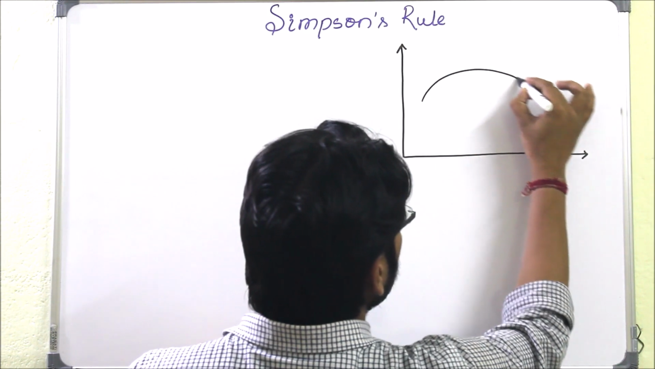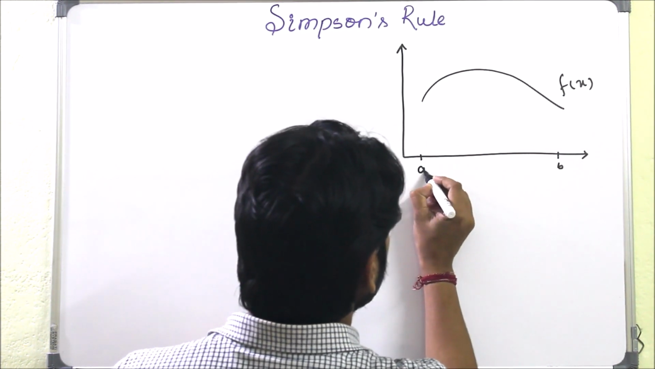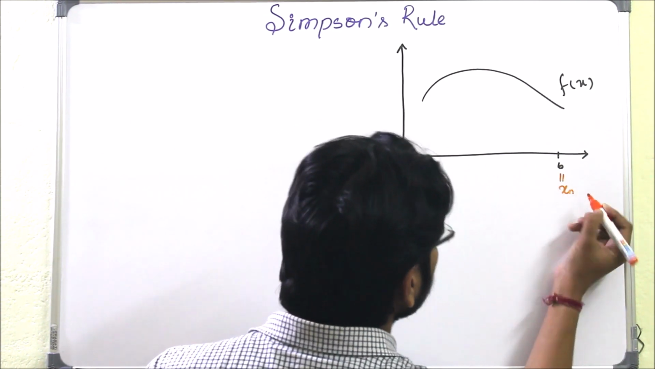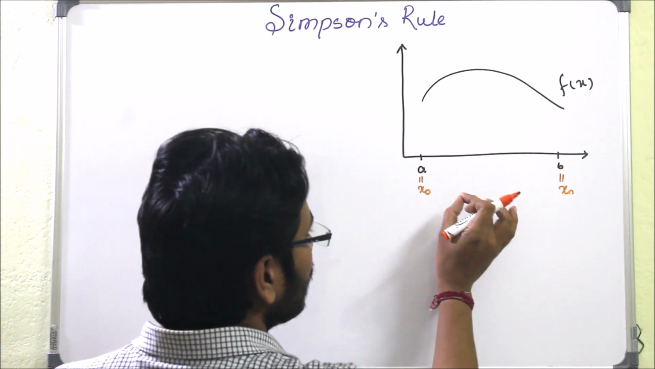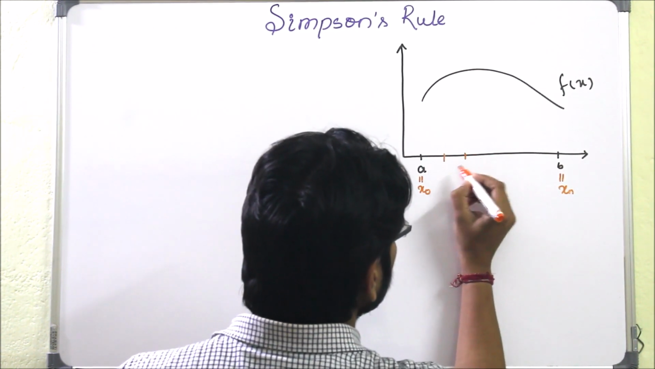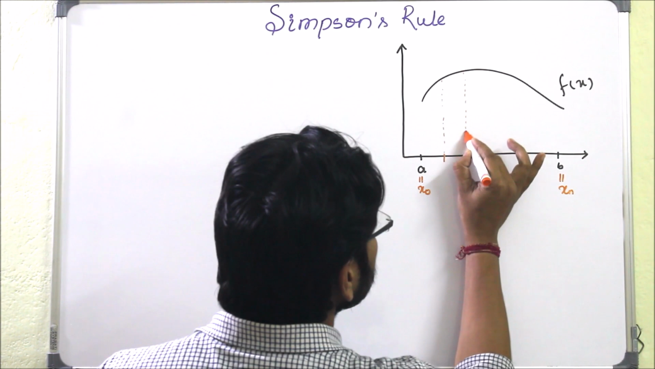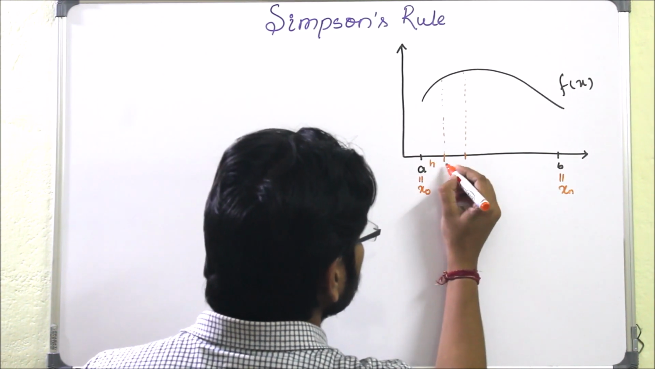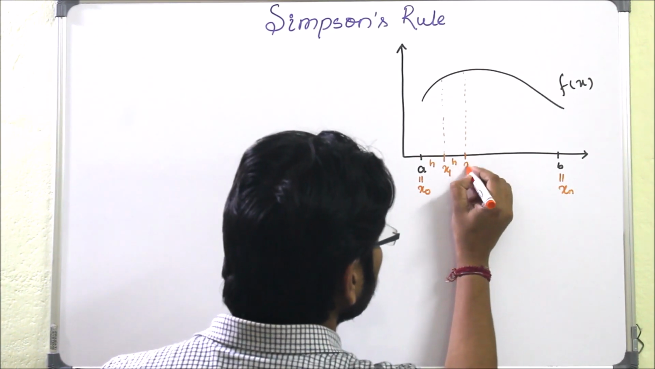If this is our function f of x, this is b and this is a, or we can write it as x0 and xn. Then how to find? We have to divide the interval ab into 2n subintervals. If I take these two subintervals, it will be like this. If the difference is h, this point is x0 plus h, that is x1, and x1 plus h equal to x2.